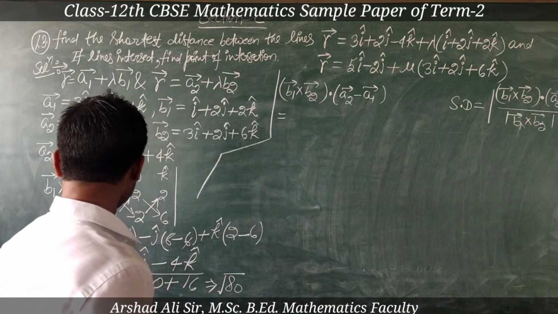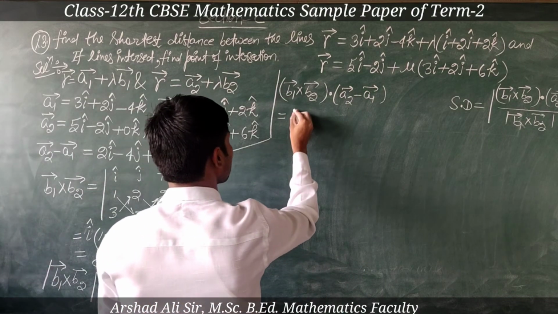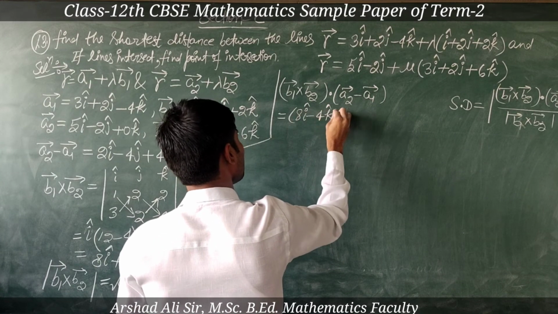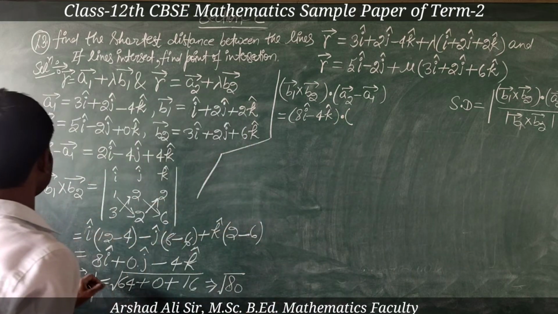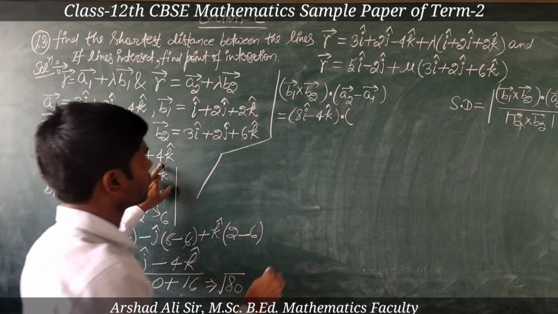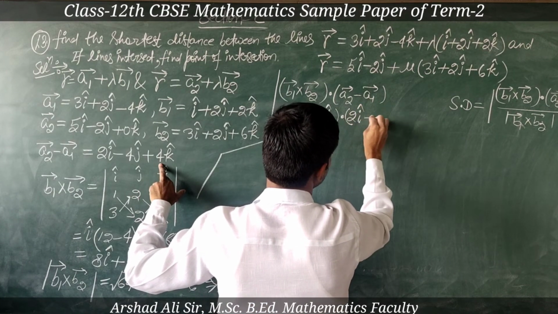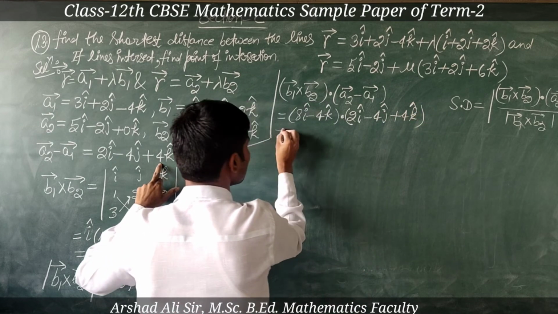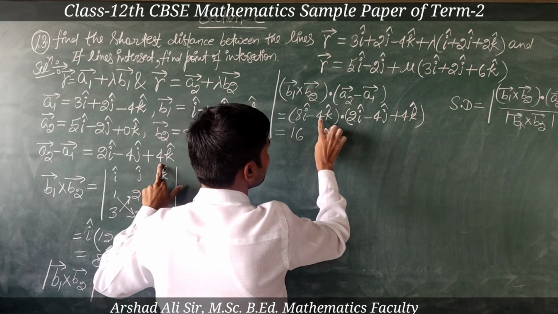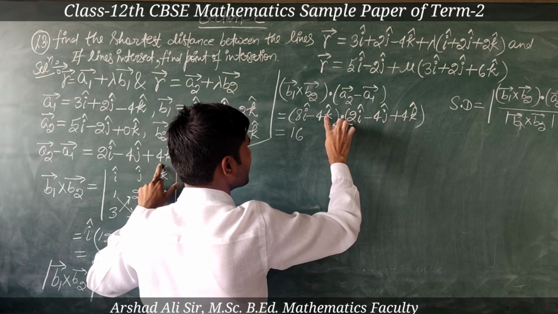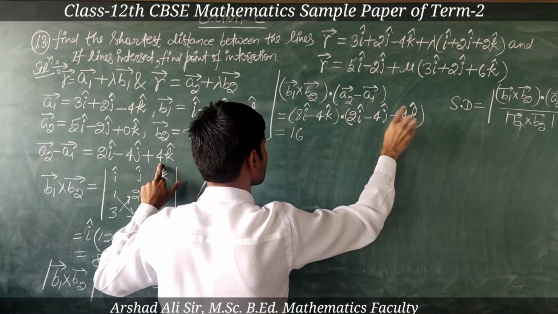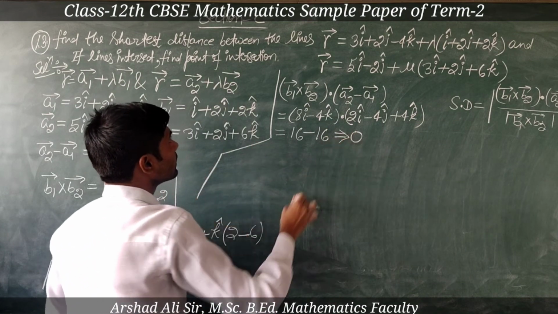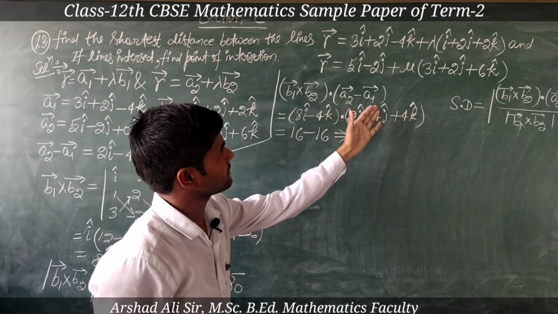B1 cross B2 is 8i cap minus 4k cap. Now dot A2 minus A1, that is 2 minus 4, 4, 2 minus 4 and 4. So it will be 8 times 2, 16, and minus 4 multiplied by 4, the multiplication of k with k, so 4 4s are 16. It means it is 0. So B1 cross B2 dot A2 minus A1 is 0.